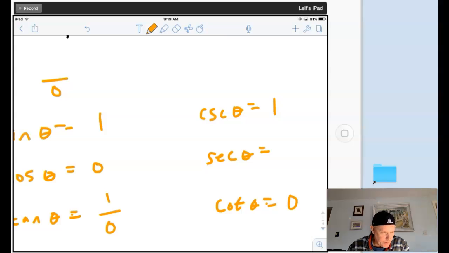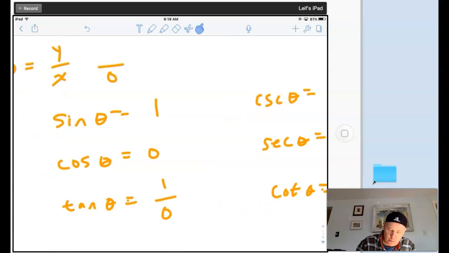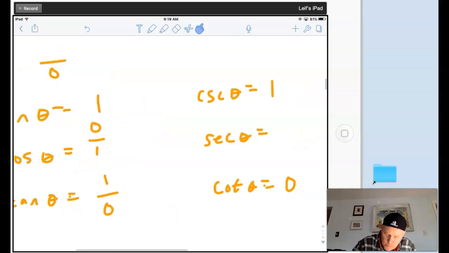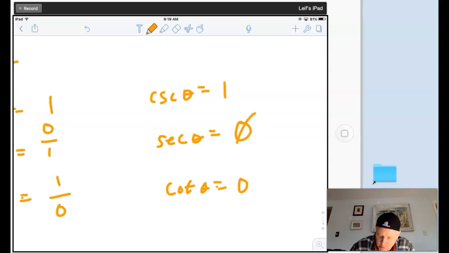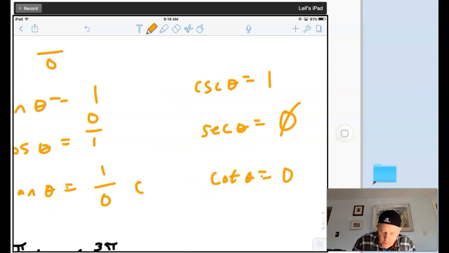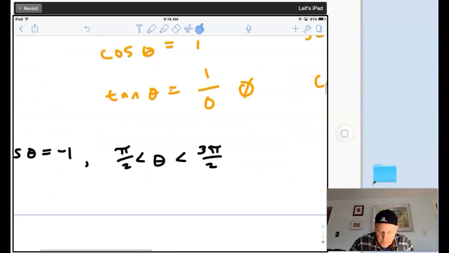Cotangent, I did 0, and secant will be, so this is 0 over 1, right, the cosine, which means if I take 0 over 1 and I flip it upside down, I get 1 over 0, which is going to be undefined, okay? So that was the kind of the tricky one. You know, one of those was going to be undefined. So anyway, there's the answer.